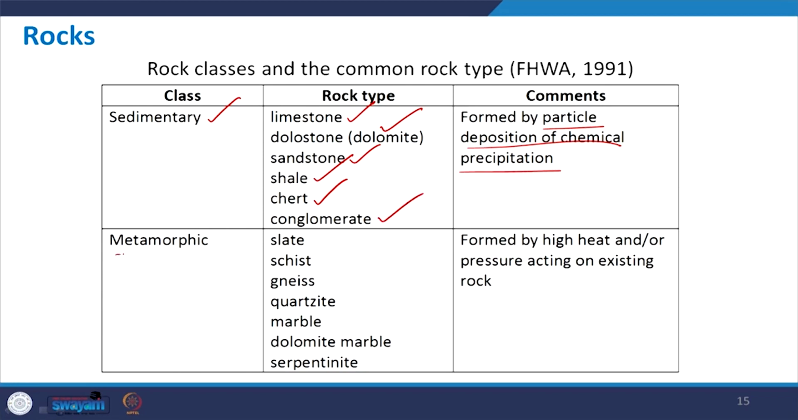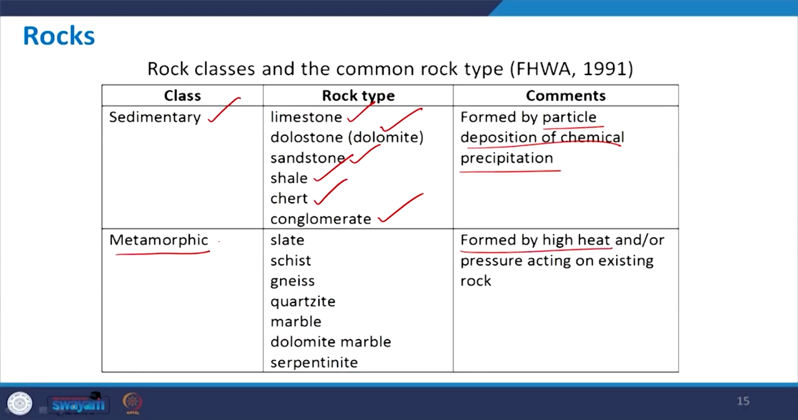Then the next class is metamorphic. When the existing rock is subjected to high heat or pressure or both, then these rocks are formed. Some of these rocks include slate, schist, gneiss, quartzite, marble, dolomite marble and serpentinite. Okay. So, these are three different classes and some of the rock types which fall under each of these classes, that is igneous, sedimentary and metamorphic.